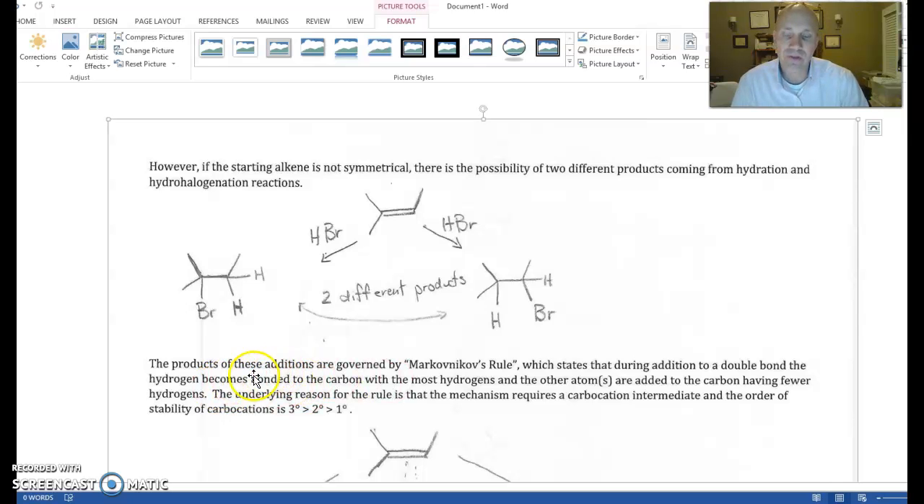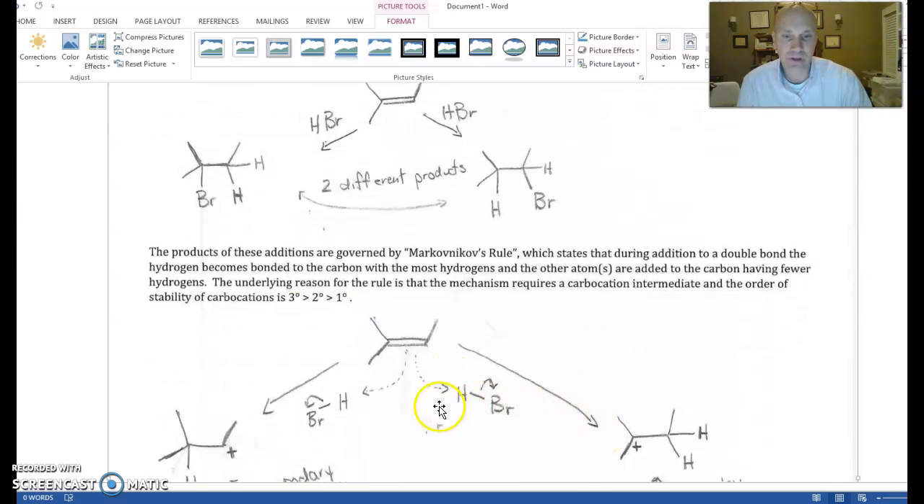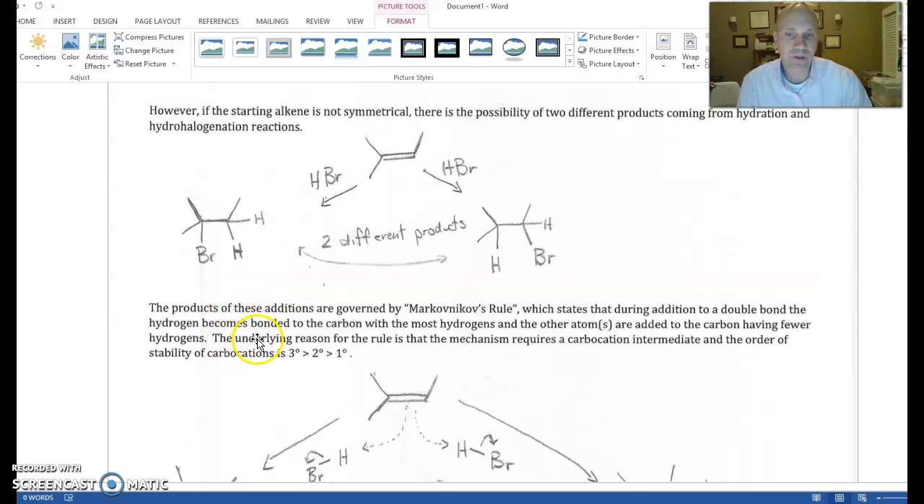All right, and that's going to be governed by what's called Markovnikov's rule. All right, and it says that during an addition to a double bond, the hydrogen is going to end up becoming bonded to the carbon with the most hydrogens, while the other atom is going to be added to the carbon having fewer hydrogens. All right, and hopefully this makes sense when I show examples of this. But really quick, the underlying reason for this is that the mechanism requires a carbocation intermediate, and the order of stability is that the tertiary carbocations are more stable than secondary, and those are more stable than primary.